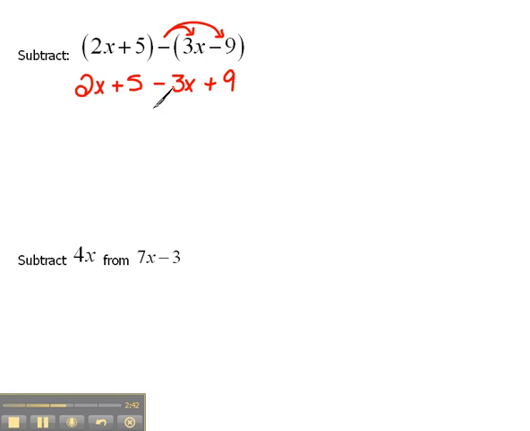So we can combine our 2x and our negative 3x. Those are like items, which would be a negative x. And then we can combine our positive 5 and our positive 9 into a positive 14. So the subtraction of those two binomials is negative x plus 14.